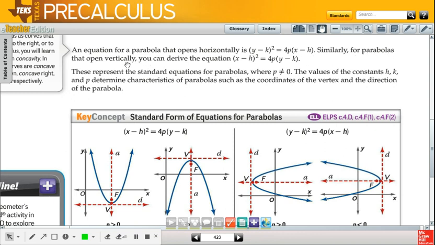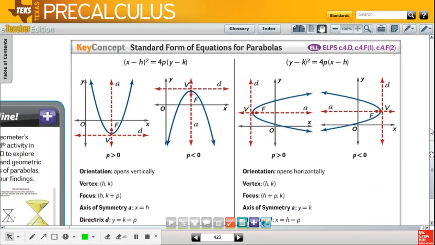Similarly, for parabolas that open vertically, meaning up and down, the equation is the square of x minus h equal 4p times y minus k. So make sure you have those two forms, those two equations within your notes. Now these equations represent the standard equation for parabolas where p does not equal 0. The values of the constants h, k, and p determine the characteristics of parabolas such as the coordinates of the vertex and the direction of the parabola.